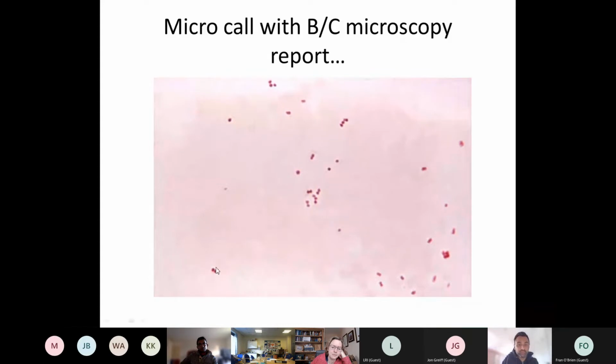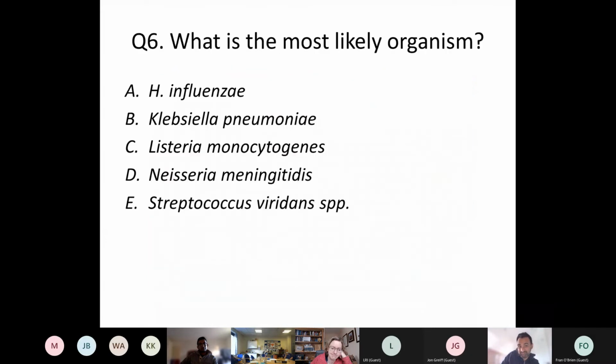So don't be put off by the fact that that's actually two organisms together. So they're in pairs. So these are actually cocci. They're diplococci because they're in pairs. So gram-negative diplococci, does that ring any bells? Neisseria. Neisseria, absolutely. So that is very typical of Neisseria meningitidis.